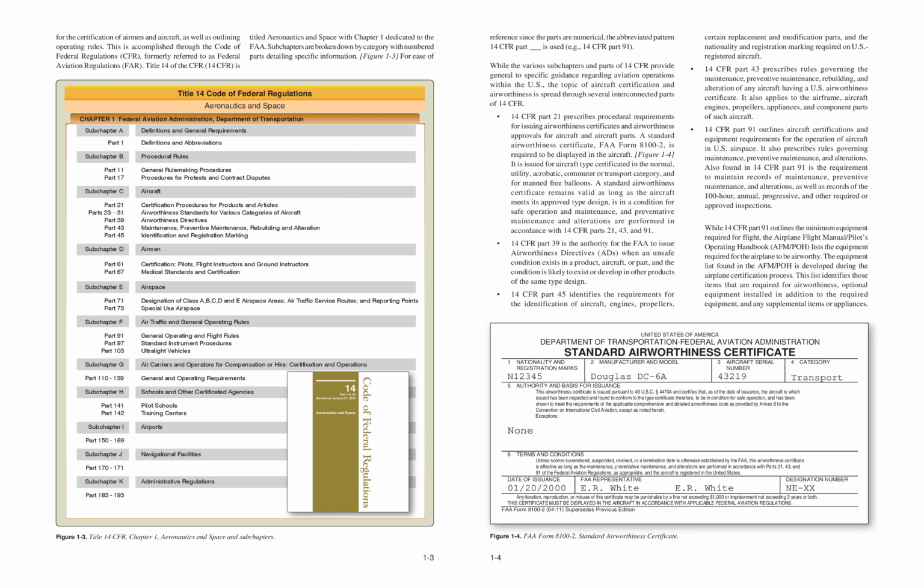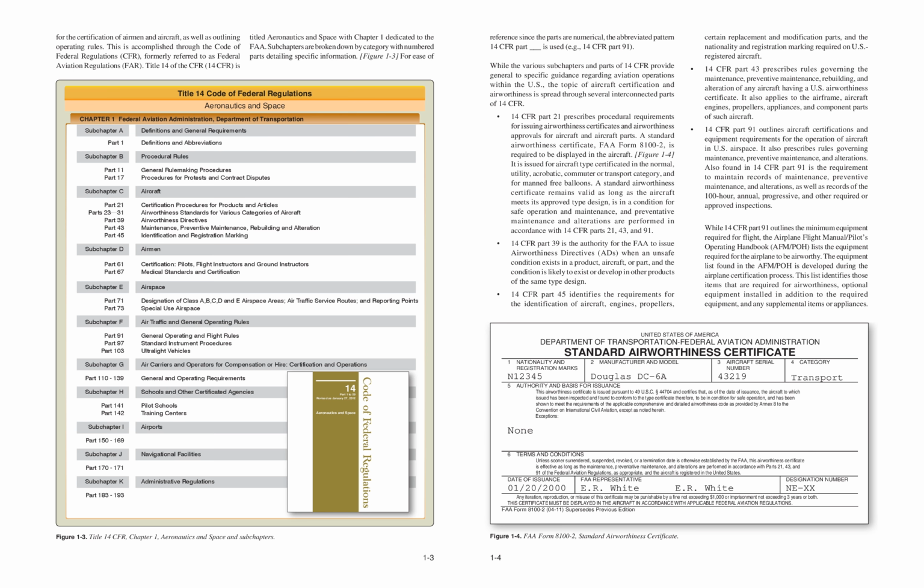14 CFR Part 21 prescribes procedural requirements for issuing airworthiness certificates and airworthiness approvals for aircraft and aircraft parts. A standard airworthiness certificate, FAA Form 8100-2, is required to be displayed in the aircraft. Figure 1-4. It is issued for aircraft type certificated in the normal, utility, acrobatic, commuter or transport category, and for manned free balloons. A standard airworthiness certificate remains valid as long as the aircraft meets its approved type design, is in a condition for safe operation, and maintenance, preventative maintenance, and alterations are performed in accordance with 14 CFR Parts 21, 43, and 91.